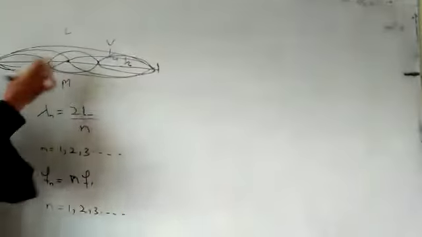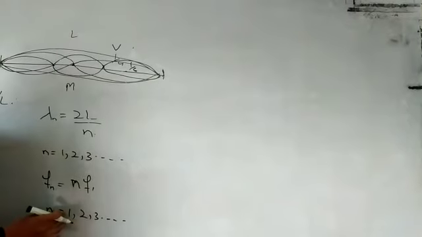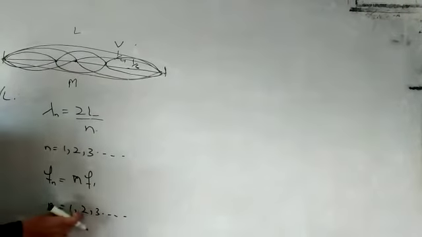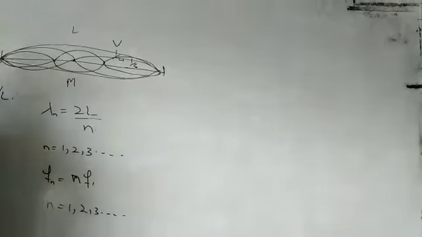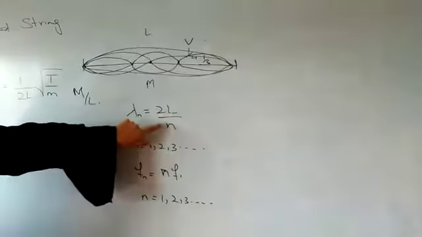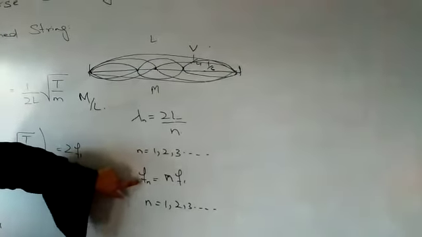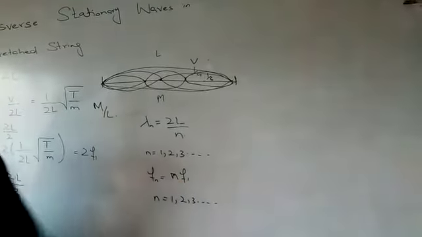When we pluck at the center point, we get the first expression of frequency. We put n is equal to 1. For the second case we put 2, for the third case we put 3, and so on. So we have the expression for wavelength for any arbitrary point, that lambda n is equal to 2L divided by n, and frequency Fn is equal to n into F1.